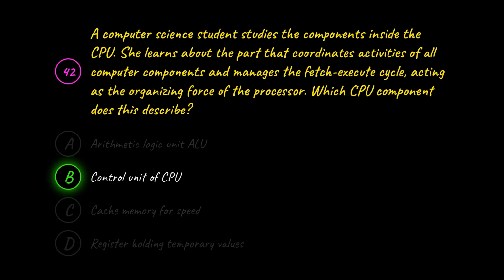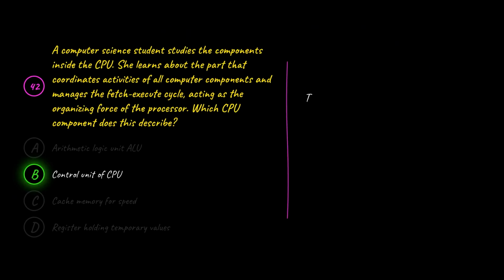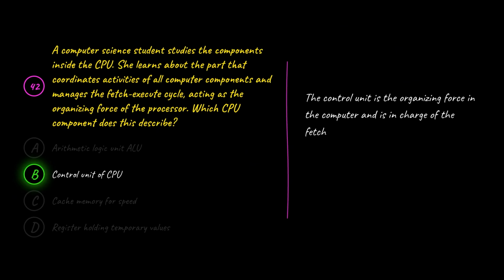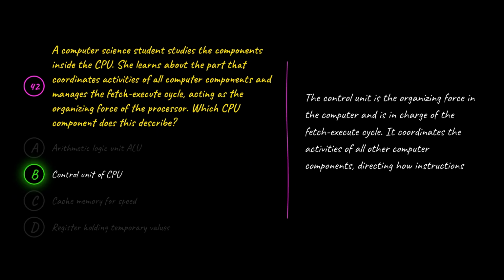The correct answer is B. Control unit of CPU. B is correct because the control unit is the organizing force in the computer and is in charge of the fetch-execute cycle. It coordinates the activities of all other computer components, directing how instructions are fetched and executed.